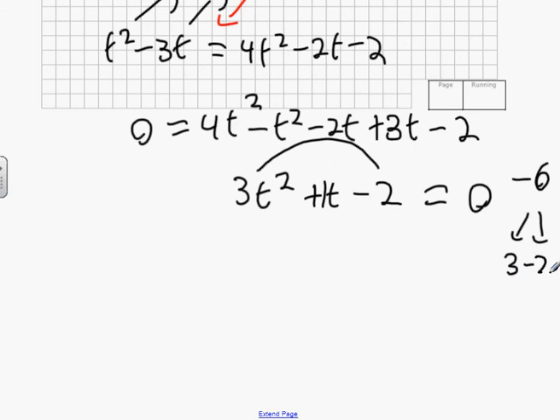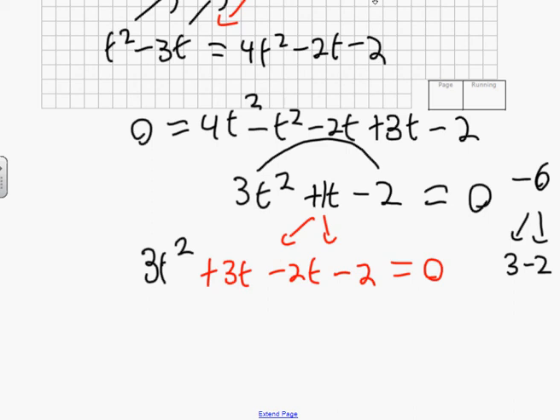3 and minus 2. Change 3t squared. Change the 1t into what, guys? 3t minus 2t minus 2 equals 0. Then what? Yeah, separate. So 3t into t plus 1.